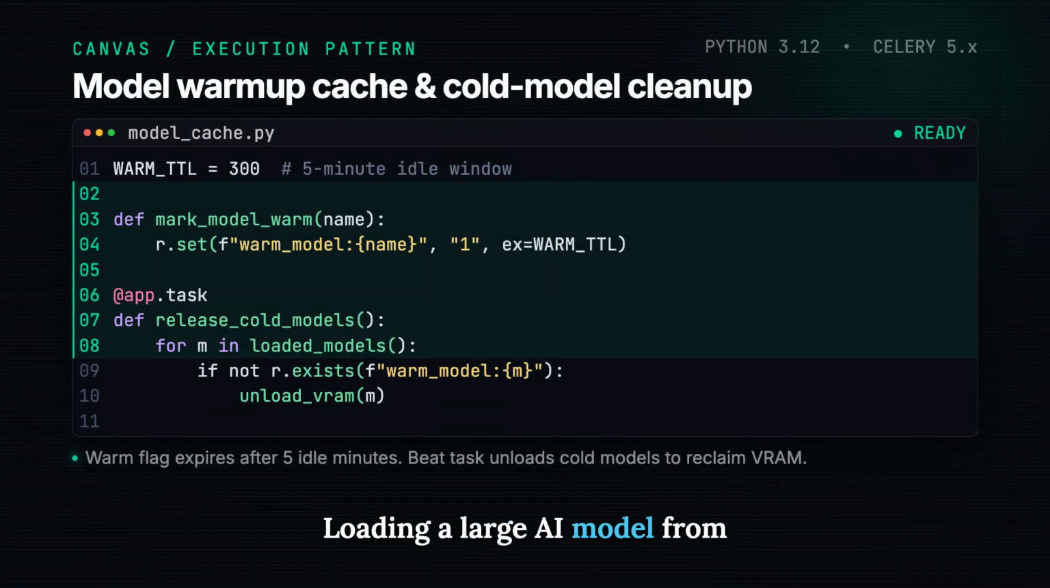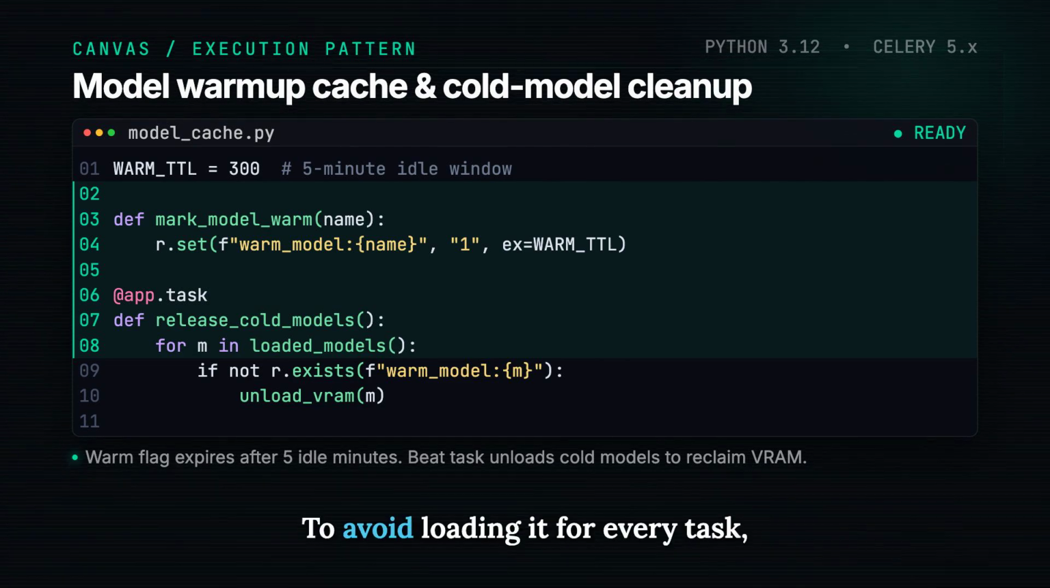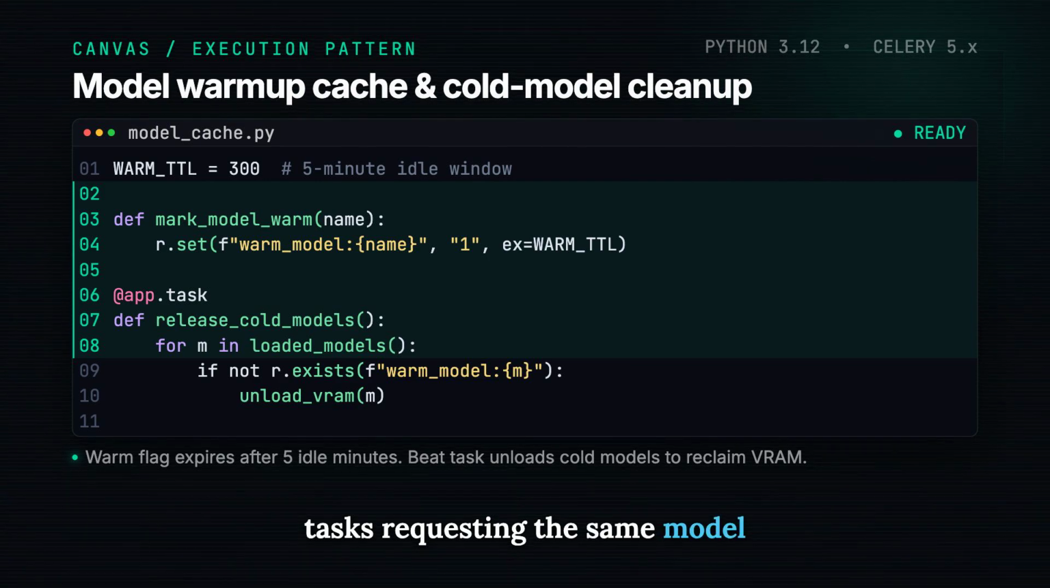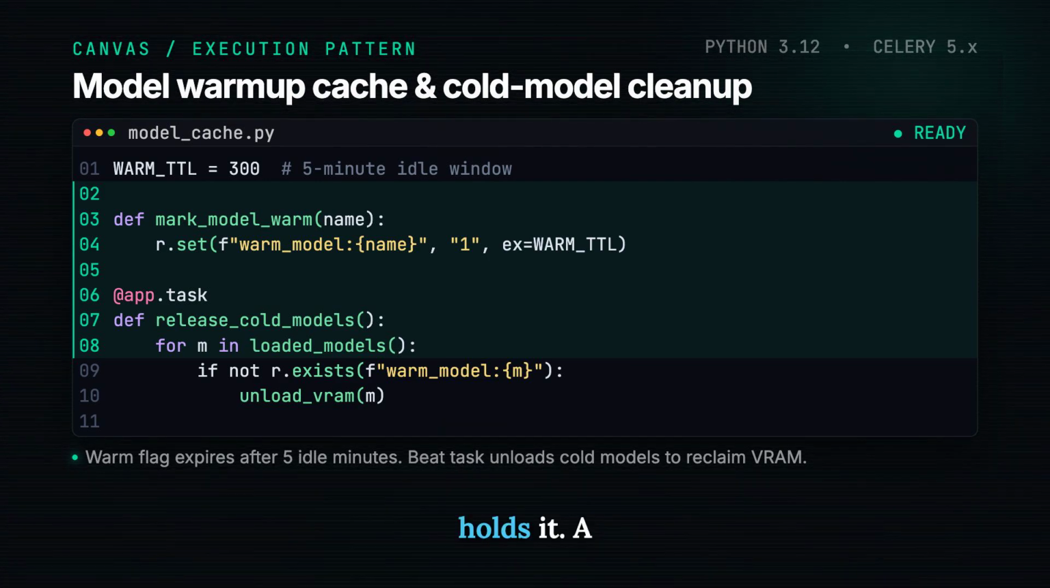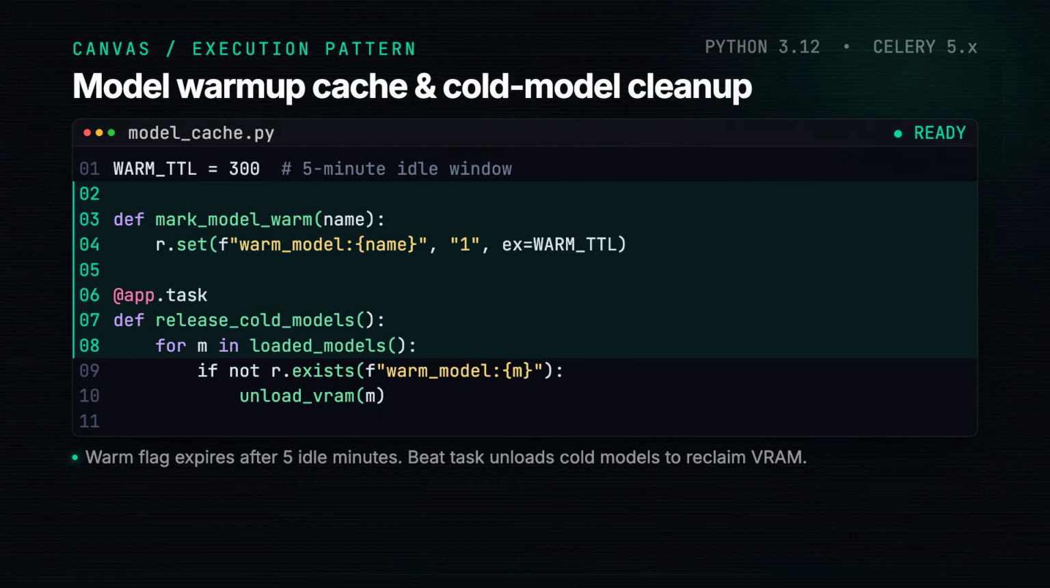Loading a large AI model from disk into VRAM can take 30 to 60 seconds. To avoid loading it for every task, a worker marks the model as warm in Redis after a successful load. Later tasks requesting the same model are routed to the worker that already holds it. A periodic Celery beat task scans for cold models with no recent requests and unloads them to reclaim VRAM.